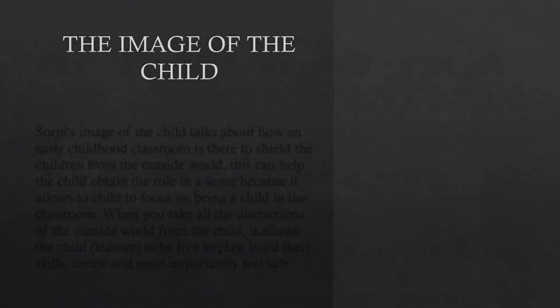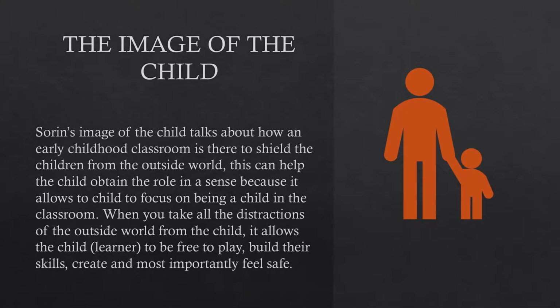The image of the child. Sonia's image of the child talks about how an early childhood education classroom is there to shield the children from the outside world. This can help the child obtain their role in a sense because it allows the child to focus on being a child in the classroom. When you take all the distractions of the outside world from the child, it allows the child, the learner, to be free to play, build their skills, create, and most importantly, feel safe.